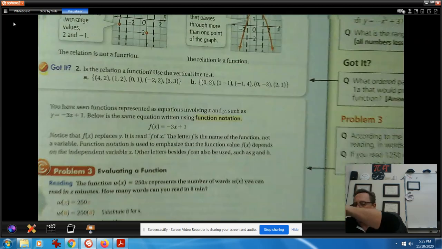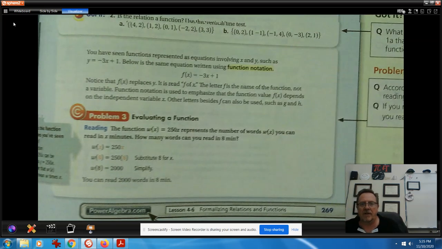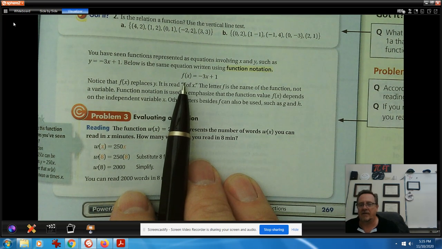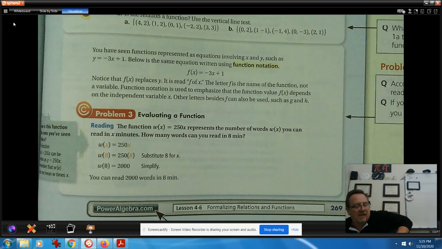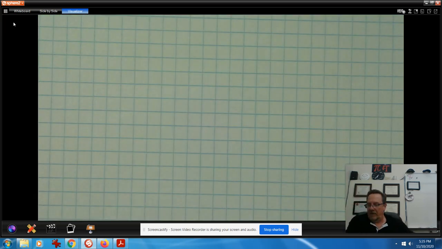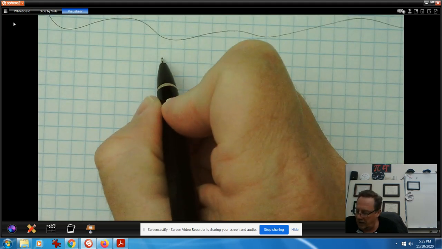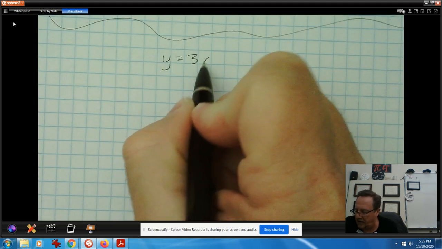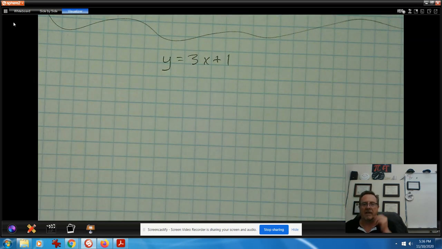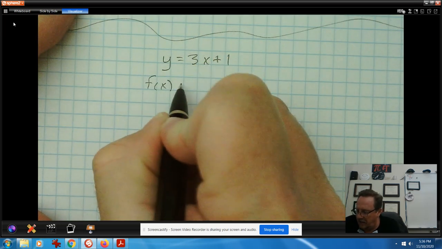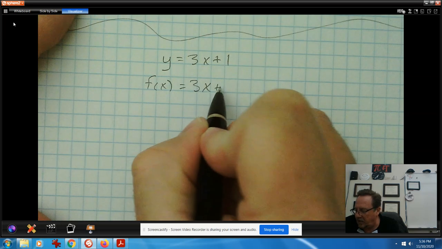Now, function notation is when you write things like f of x. Notation-wise, we've been writing lines like y is equal to 3x plus 1. That's in mx plus b form. We're pretty comfortable with that. But in function notation, I can write the same thing as f of x is equal to 3x plus 1.